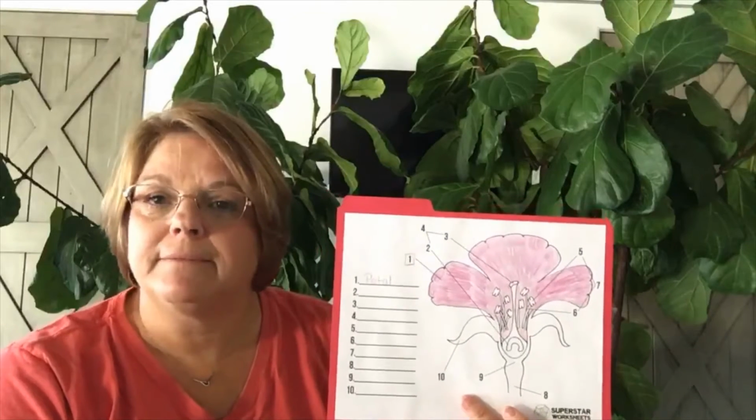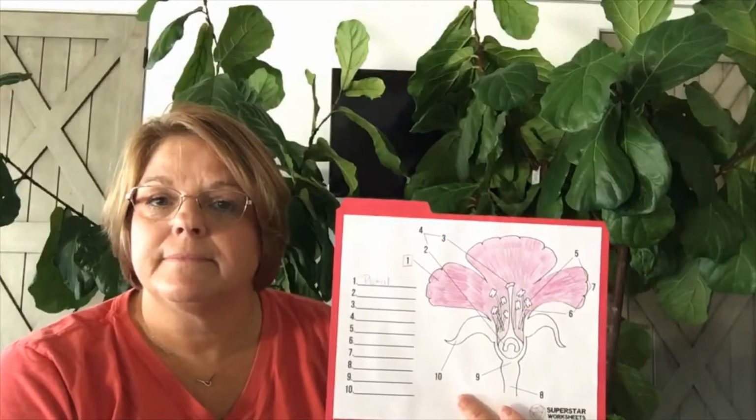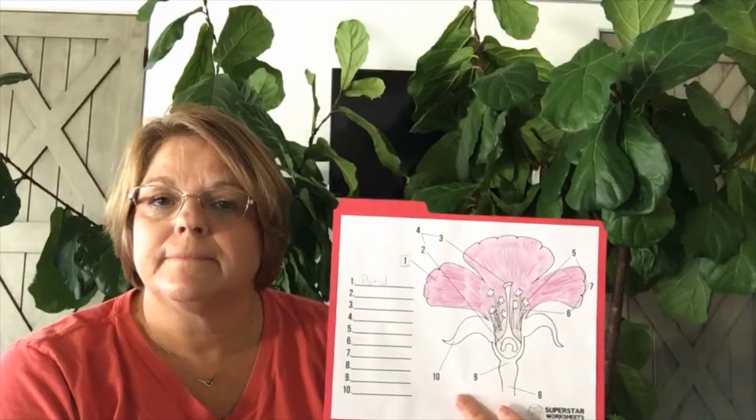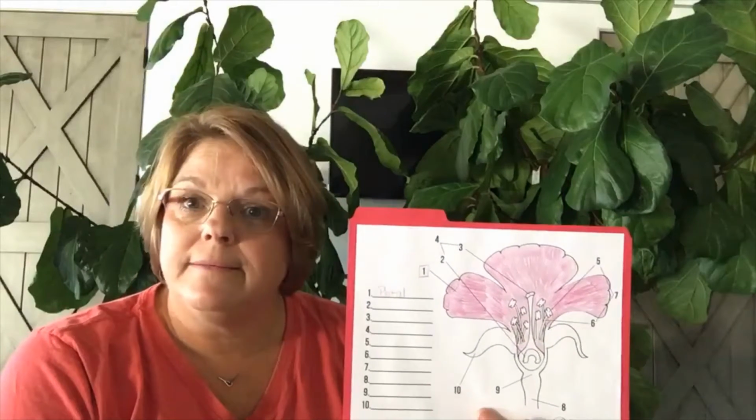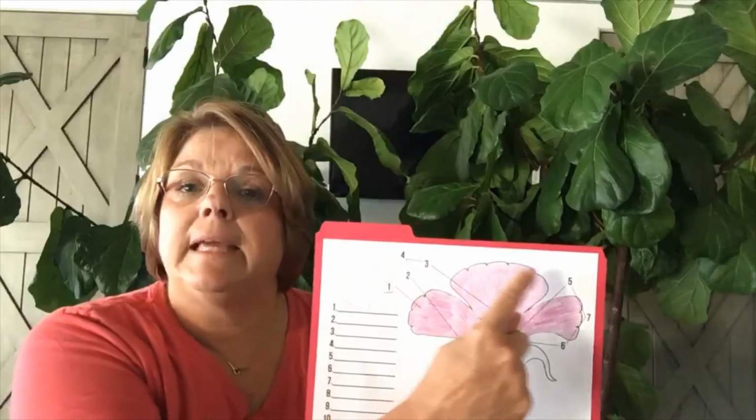What color do you think petals come in? If you said red, pink, yellow, orange, blue, purple, and white, you're correct. They come in all of those colors. Now choose one of those colors and color the petals on your paper.